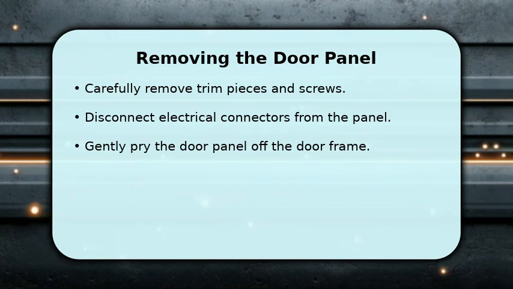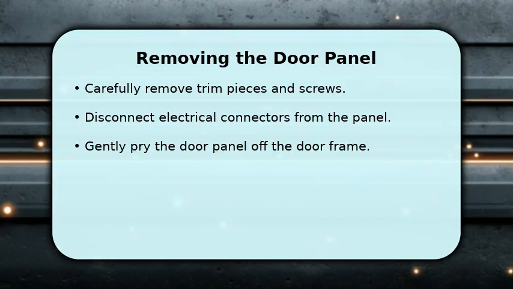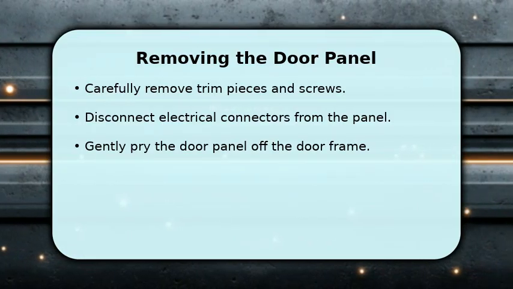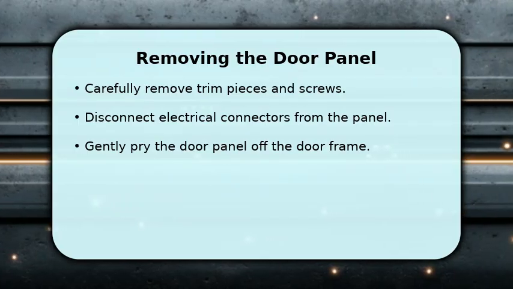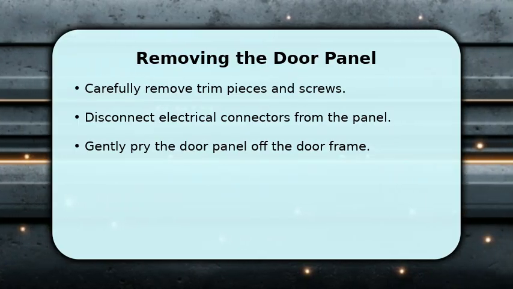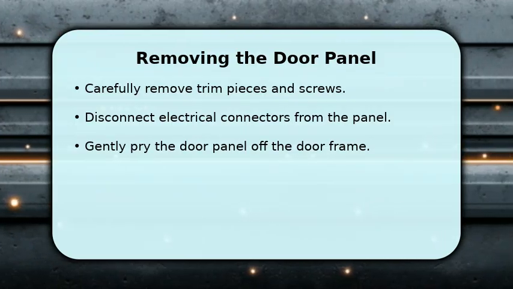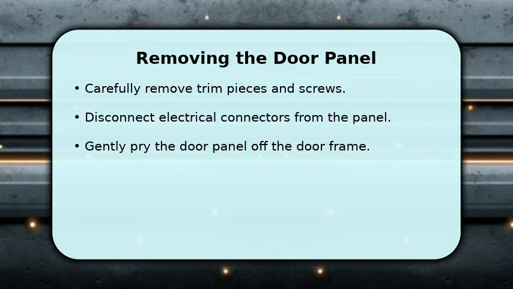You'll need to carefully remove any trim pieces and screws holding the door panel in place. After that, disconnect all electrical connectors attached to the panel. With everything unfastened, gently pry the door panel away from the door frame, being mindful of any remaining clips.